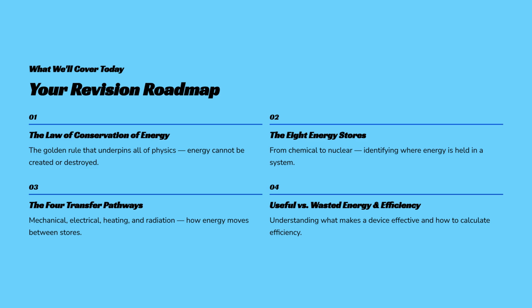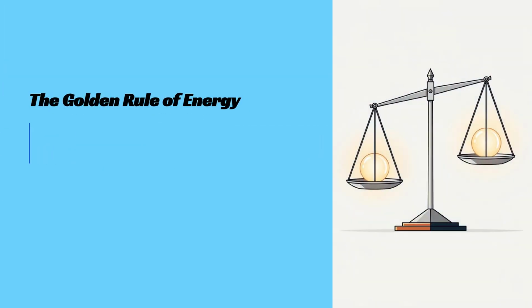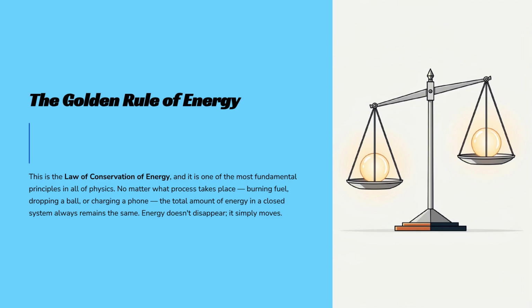We will discuss the law of conservation of energy, identify the 8 energy stores, explore the 4 transfer pathways, and look at efficiency. First, the law of conservation of energy. It states that energy cannot be created or destroyed, only transferred or transformed. In any closed system, the total amount of energy always remains the same.